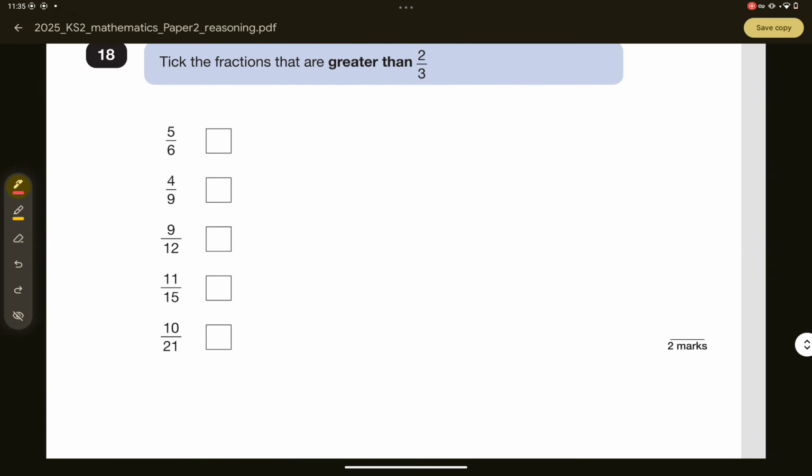So take the fractions that are greater than 2/3. So 2/3 equals 4/6.